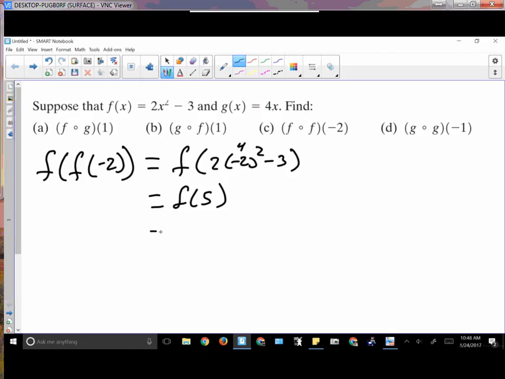So now just put it into there. So we get 2 times 5 squared minus 3. So 5 squared is 25. Times 2 is 50. So we end up with 47.